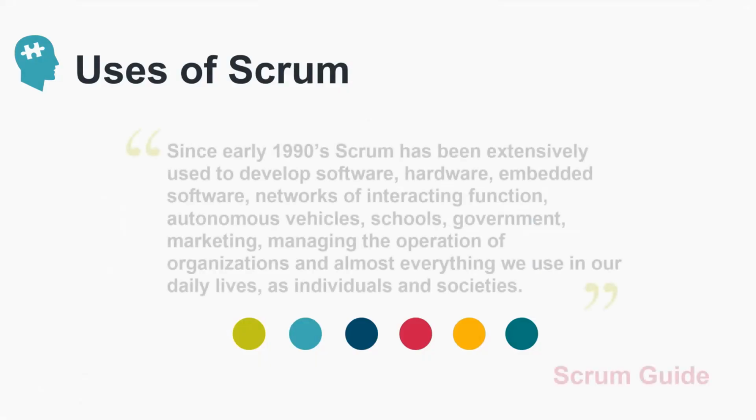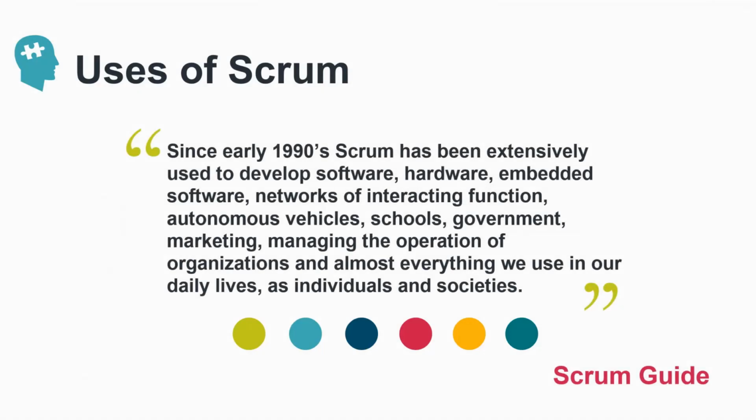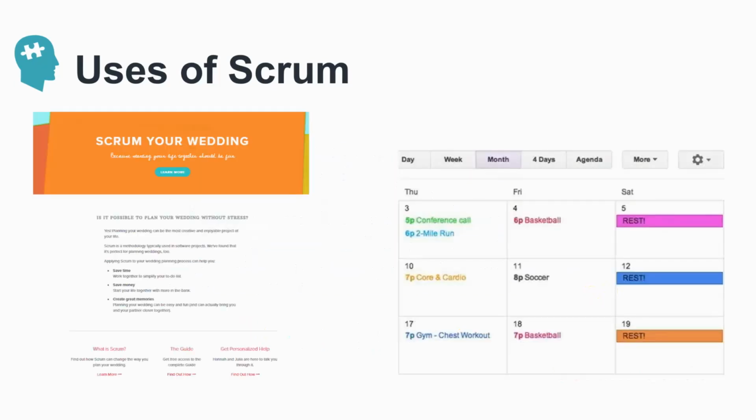Uses of Scrum. This is a quote from the Scrum Guide. Since the early 90s, Scrum has been extensively used to develop software, hardware, embedded software, networks of interacting functions, autonomous vehicles, schools, government, marketing, managing the operation of organizations, and almost everything we use in our daily lives as individuals and societies. Now, remember early in the course, I mentioned that we will talk more about examples of how you can apply Scrum in your personal life.